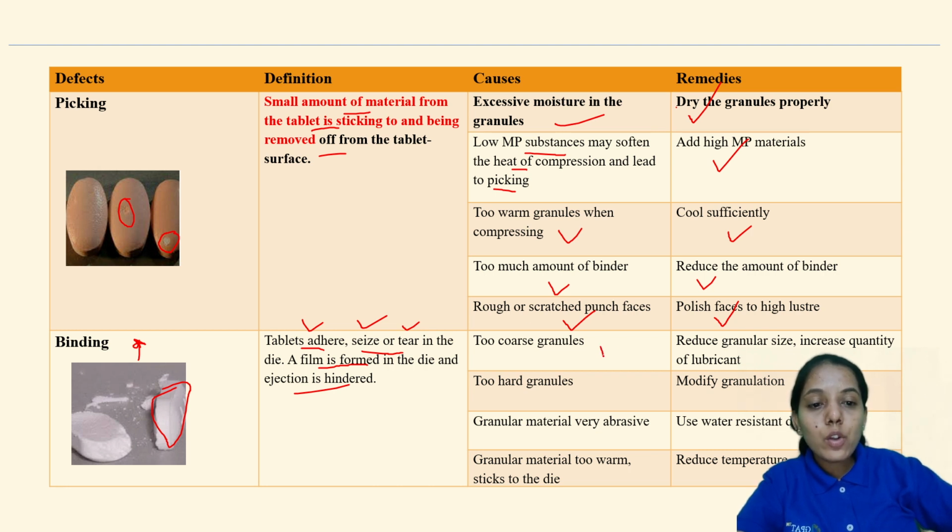Why does this happen? Because the granules are very coarse. Then we have to reduce the granule size and increase the quantity of lubricant. Next is too hard granules. If granules are very hard, then we have to modify the granules. If the granule material is very abrasive, then use water resistant dyes. If the granule material is very warm, then we have to reduce the temperature of the granules.